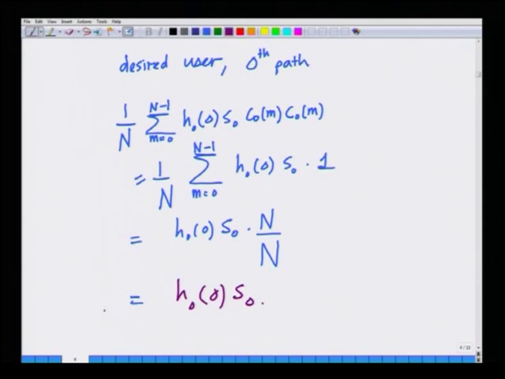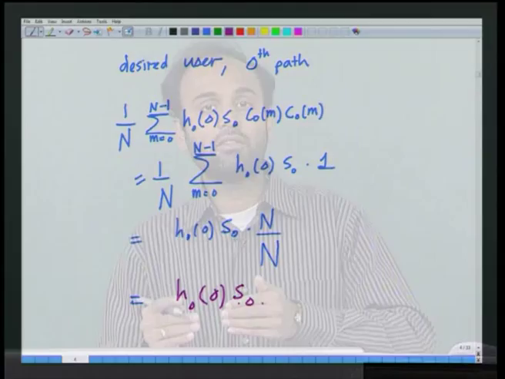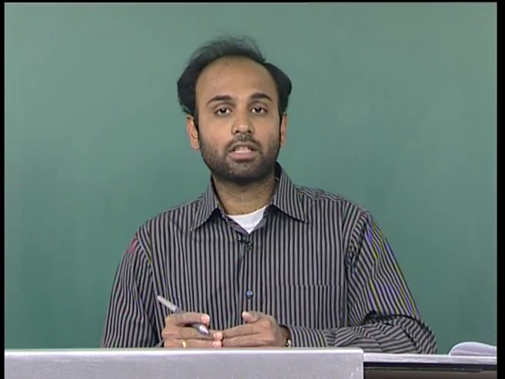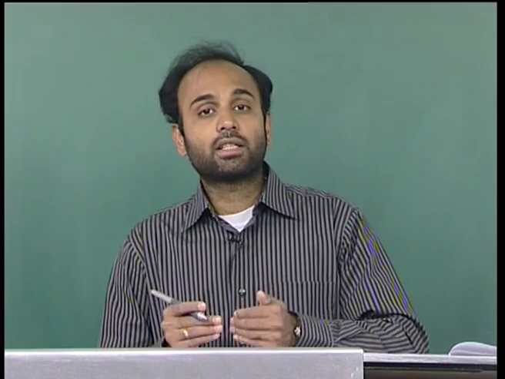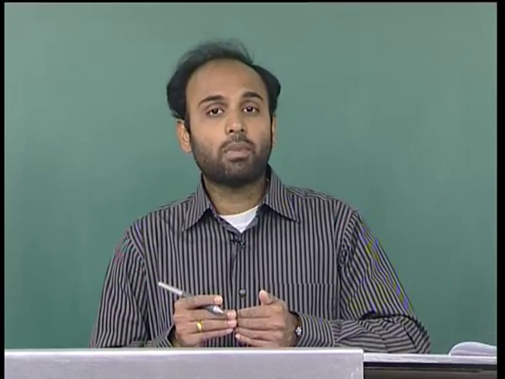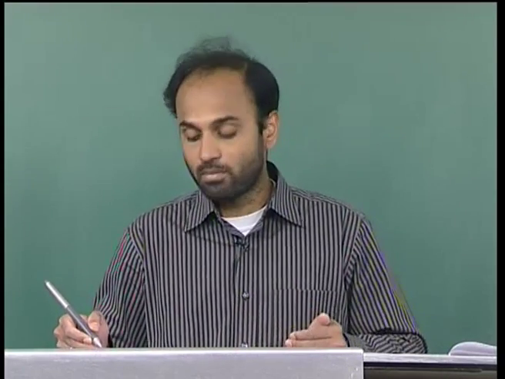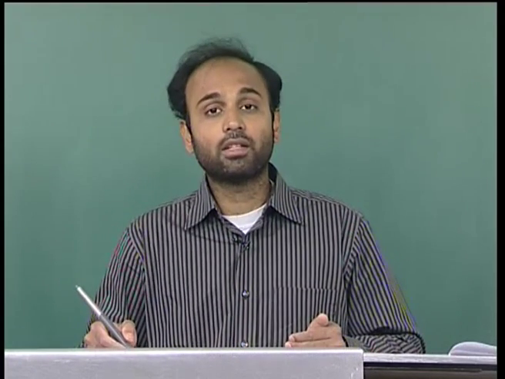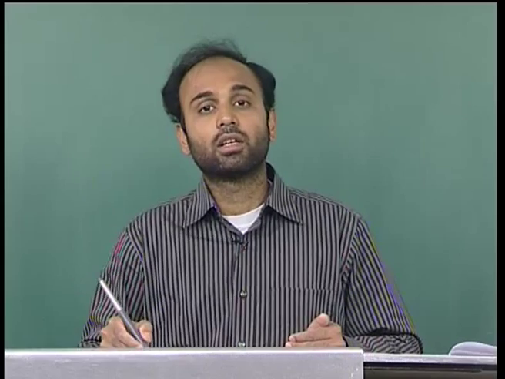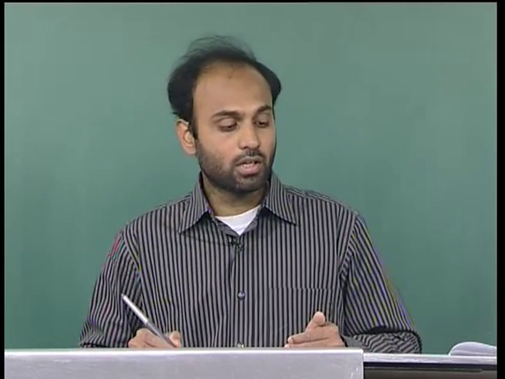All right. So, the first component, as in the rake receiver, the correlation with c 0 m, which corresponds to a lag of 0, extracts the 0th path of the desired user, and that is what we are observing. It is nothing but symbol s 0 of the user 0 multiplied by the channel coefficient h 0 0, which is the channel coefficient corresponding to the 0th path.